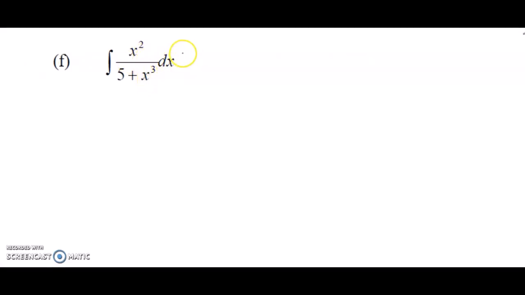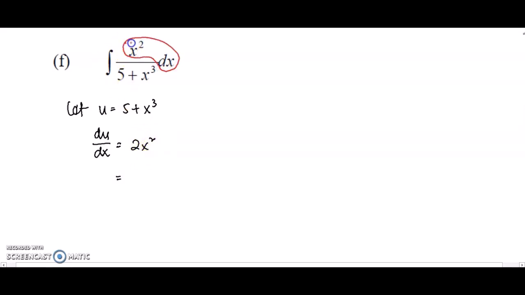Then for this question, we have a quadratic on top, and down here we have a cubic function. So this is a rational function that we need to use the substitution method to integrate. Firstly, we let u equal 5 plus x cubed. Then du dx, you can see that you have a 3x squared. So here, once you get x squared, you can relate it to your question. The x squared appears in our question. So we can actually foresee that the x squared combined with the dx can be substituted in terms of du.